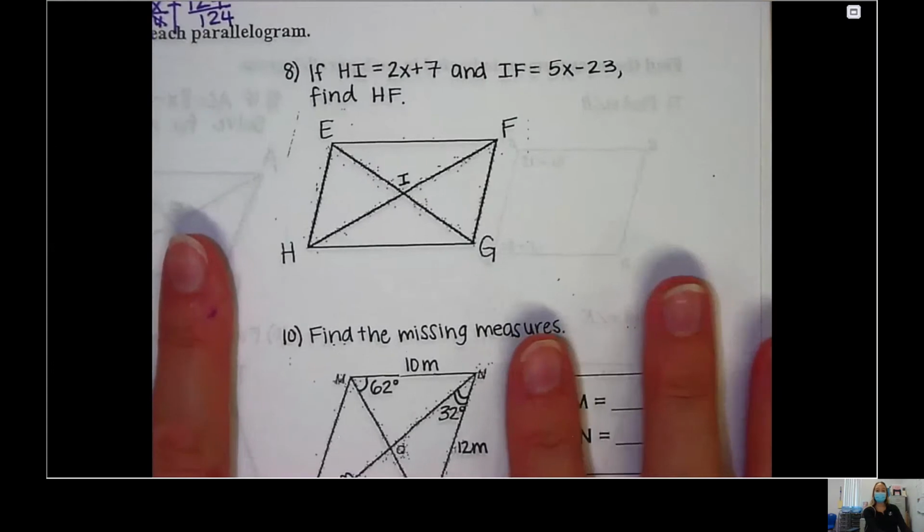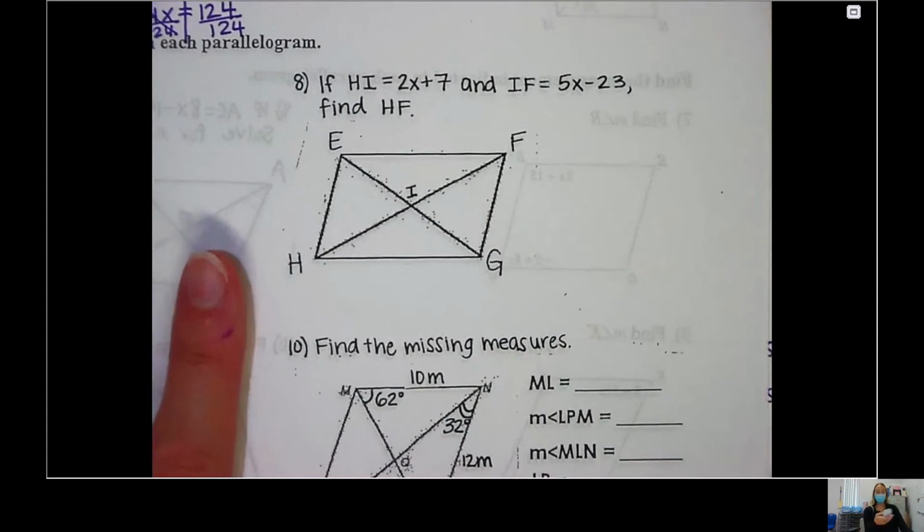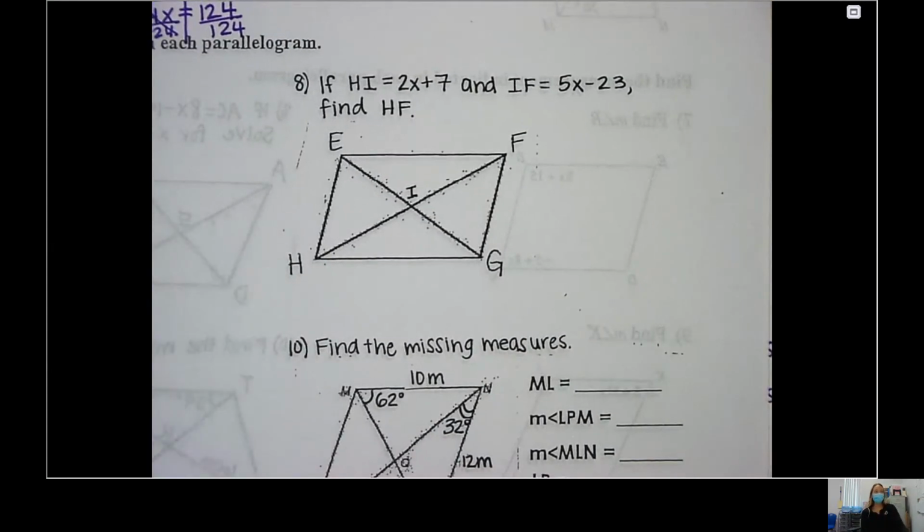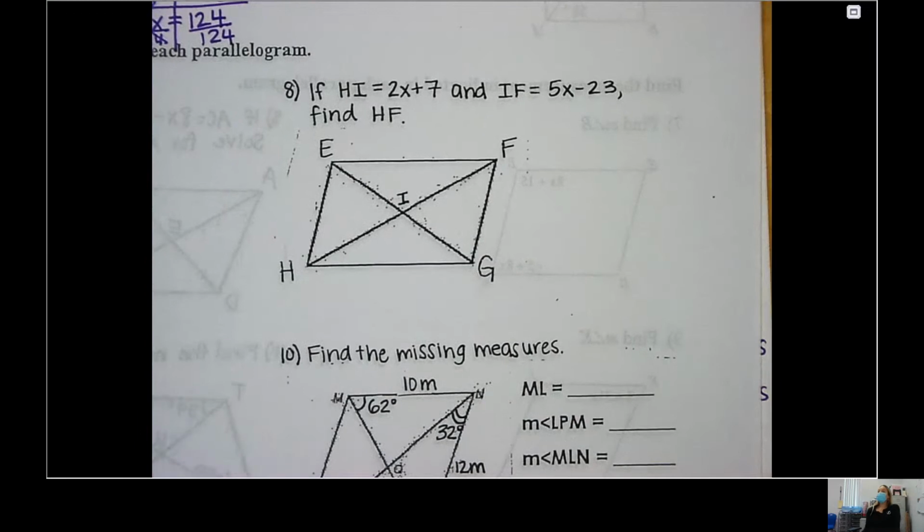So take a look at number 8. What do you notice is different about number 8 than the other problems we've done? There are equations. Good. What else is different? What's in this picture that we haven't had in the other pictures? The x. What do we call that x? Look back at your paper. What is that x called?